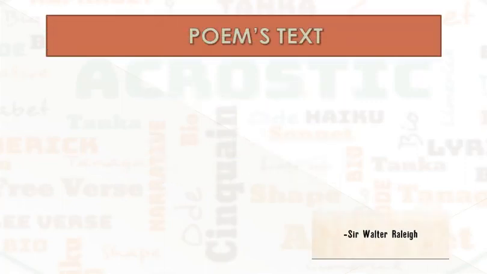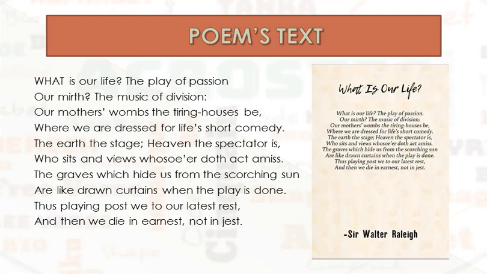The poem's text. What is our life? The play of passion, our mirth, the music of division, our mother's womb the tiring house, where we are dressed for life's short comedy. The air the stage, heaven the spectator is, who sits and views whoever doth act amiss. The graves which hide us from the scorching sun are like drawn curtains when the play is done. Thus playing, pass we to our latest rest, and then we die in earnest, not in jest.